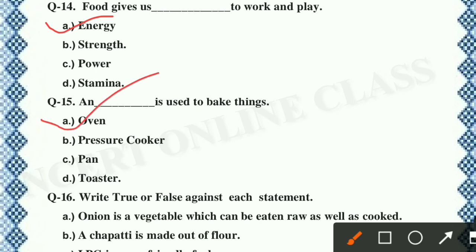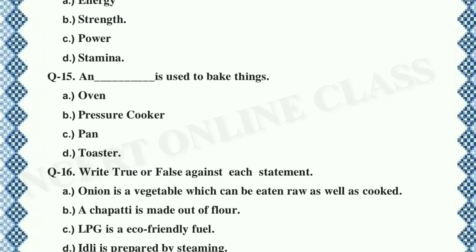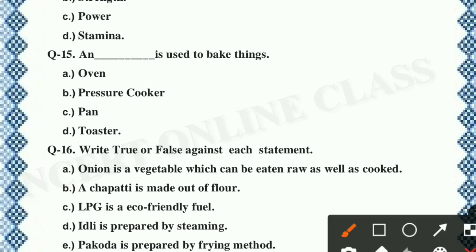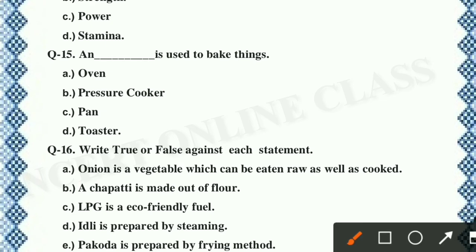Then question 16, here are some true or false questions. We need to find out the answer one by one. Onion is a vegetable which can be eaten raw as well as cooked. Yes, it is absolutely correct. So we can write true, because onion can be eaten raw and also cooked.